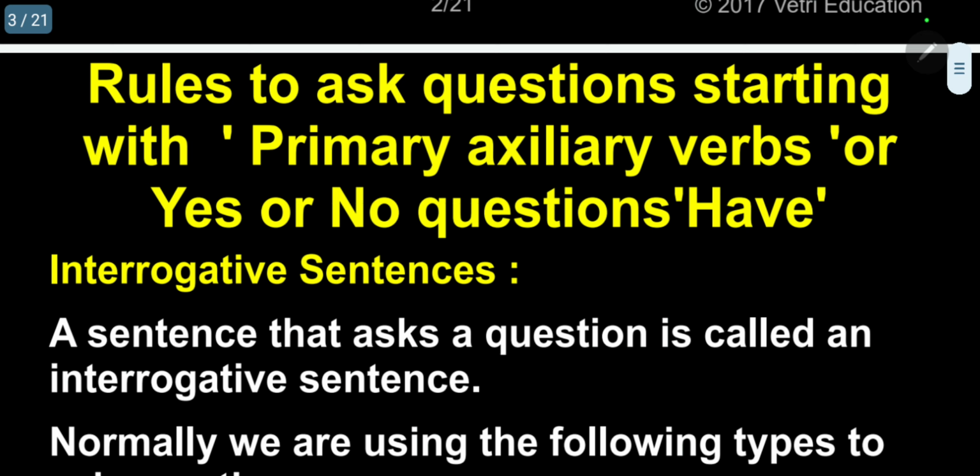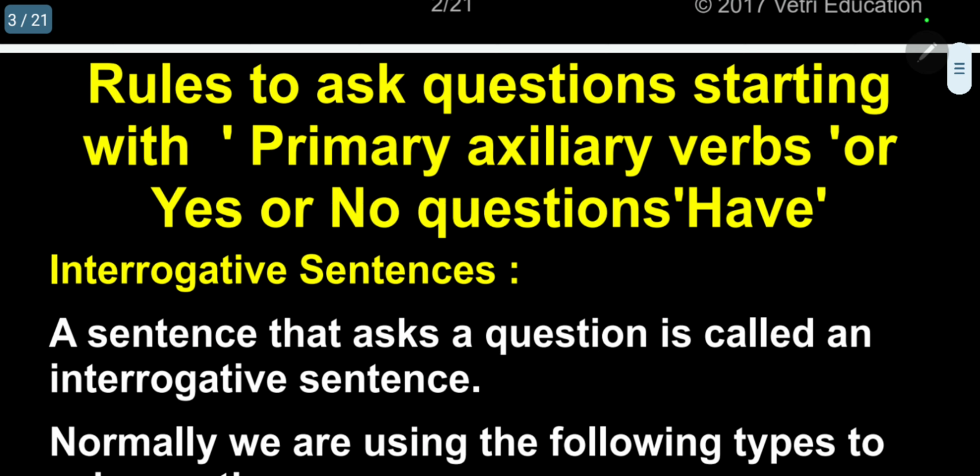One is WH questions. Actually, these questions are called interrogative sentences. Whenever we discuss sentences, when we are giving a reply, we give it in simple present, present continuous, present perfect, and present perfect continuous. The same way past, the same way future. So totally 12 sentences we have.